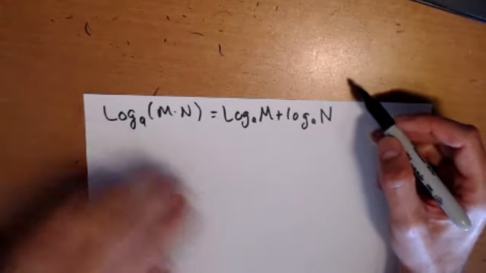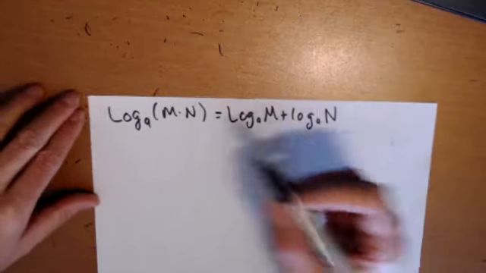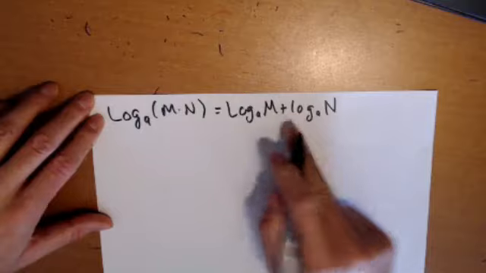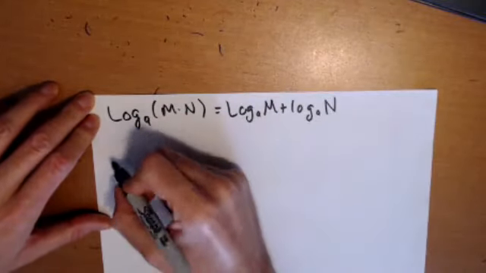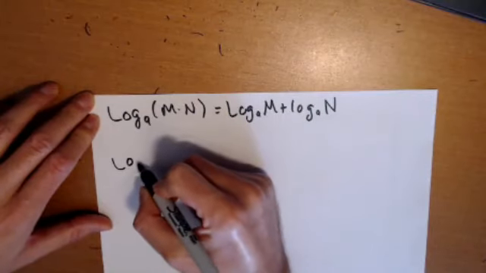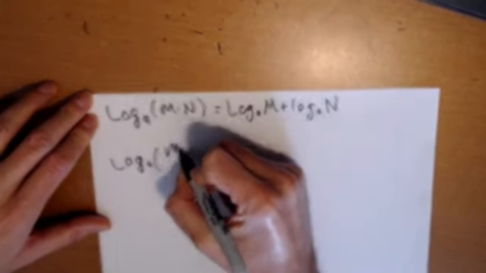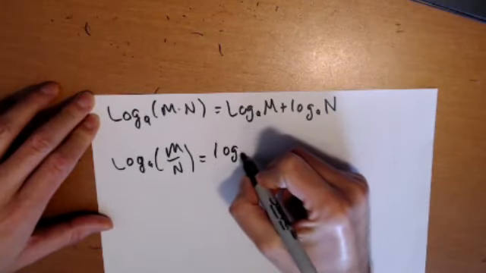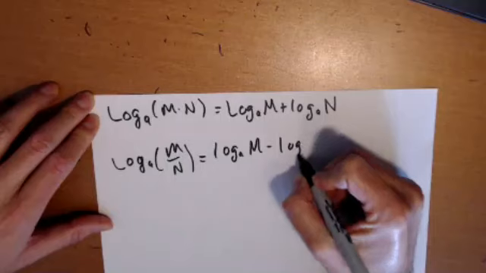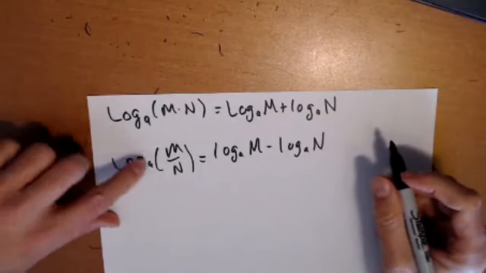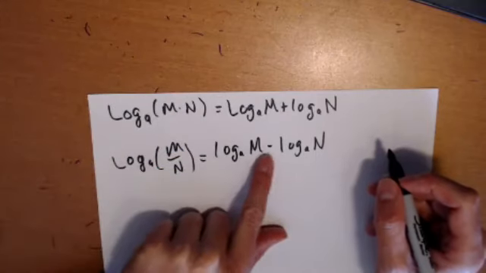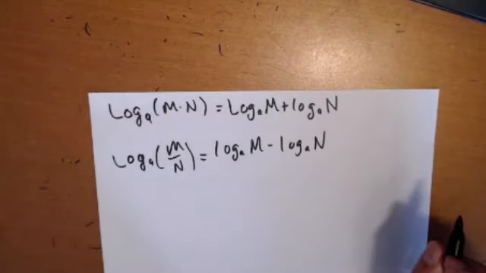And then you can also see the next formula we're going to use. For the next 2 or 3 problems we're going to use these formulas. Multiplication turns into addition, and by similar logic, division must turn into subtraction: log base a of m minus log base a of n. Notice with division, the guy on top is positive, the guy on bottom is negative. Okay, let's do some problems.